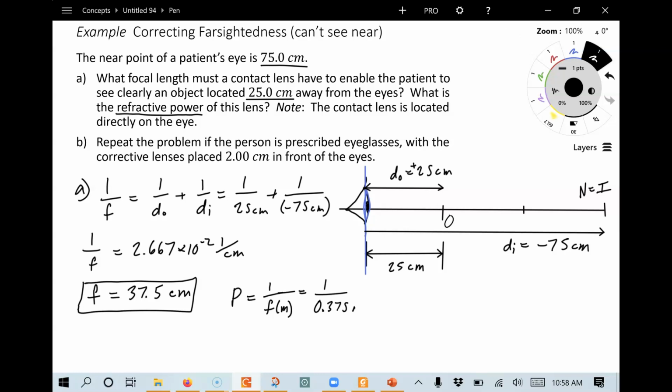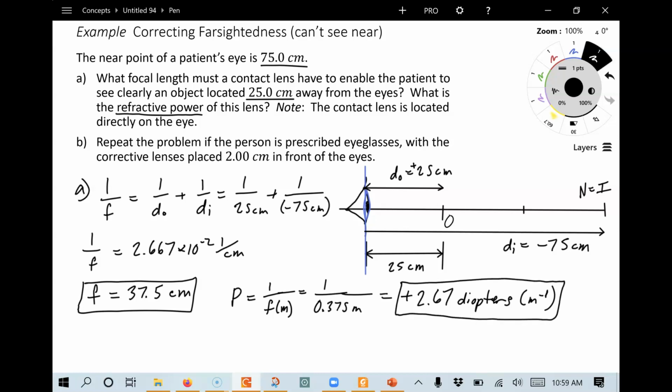0.375 meters. And that's going to give us a power that's equal to plus 2.67 diopters, which is the same as inverse meters. So when you see this number on glasses and readers and things like that, that's exactly what this means. It's a measure of the converging strength of this lens.